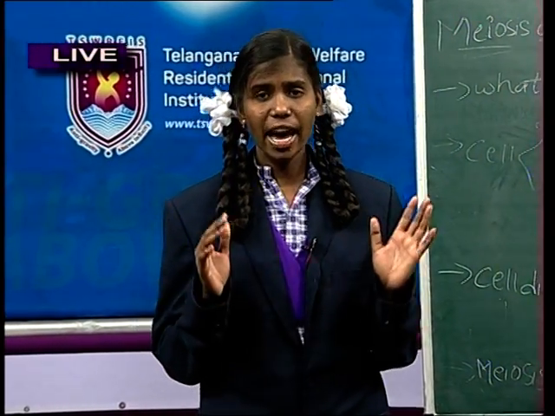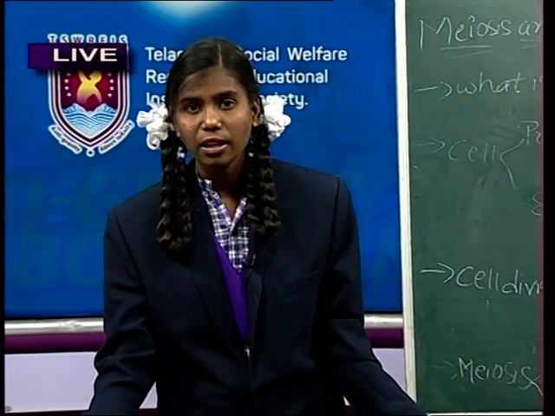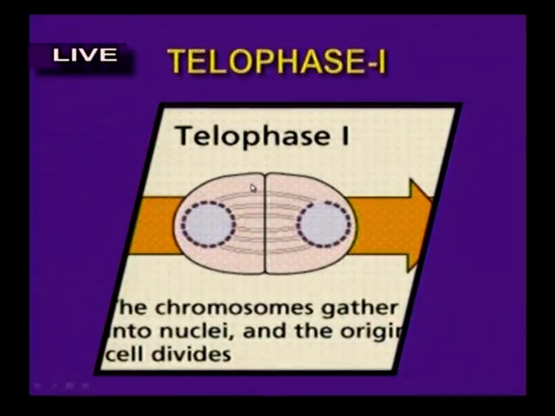Here we have completed telophase 1, and we can observe that there are two cells, two haploid cells. This is the end result of meiosis 1, friends: the formation of two haploid cells, this is one and this is one. So now we have completed meiosis 1.